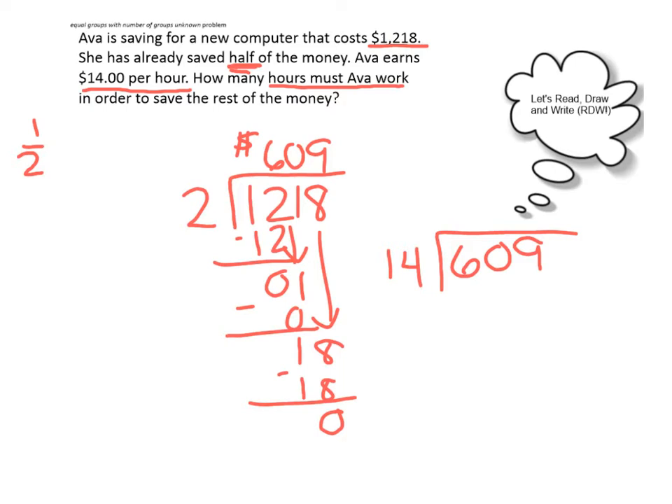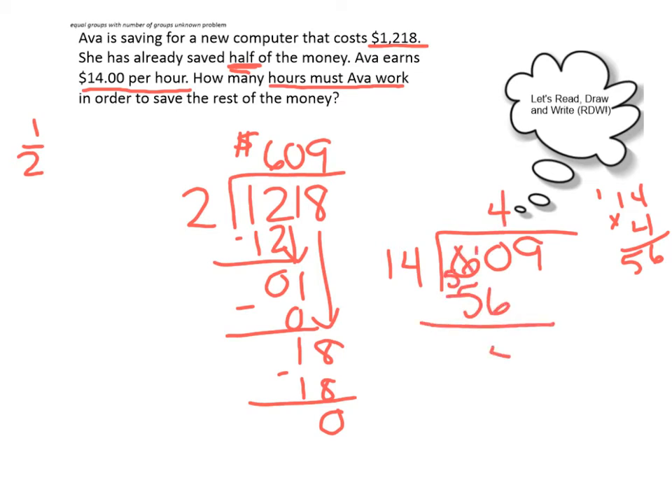So 14 can't go into 6. 14 goes into 60. Well, 14's near 15. And if I count by 15s, I know 15, 30, 45, 60 is times 4. Let's do 14 times 4 and see what we get. 4 times 4 is 16. 4 times 1 is 4, plus 1 is 5. 56 is very close to 60. So we're going to do that.